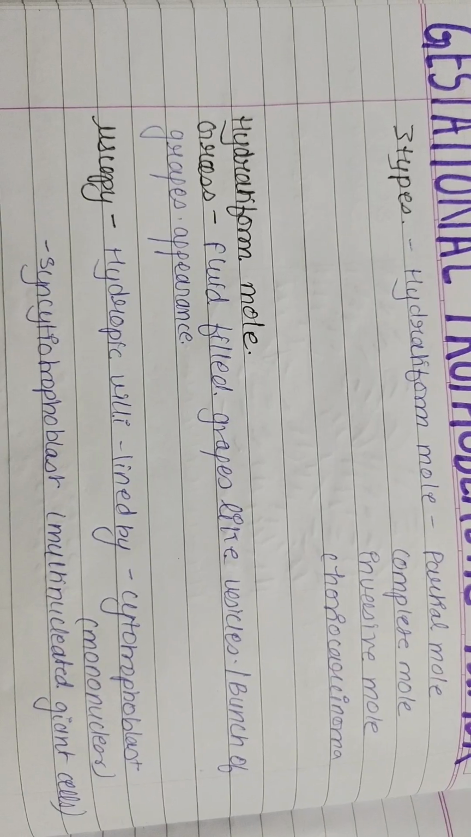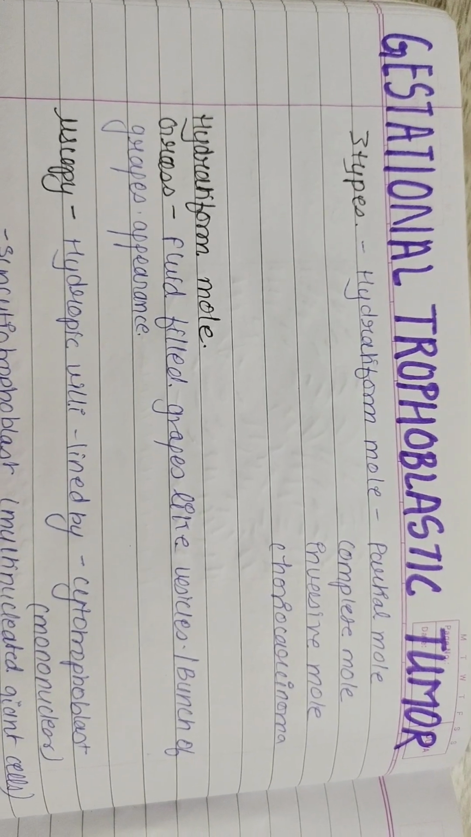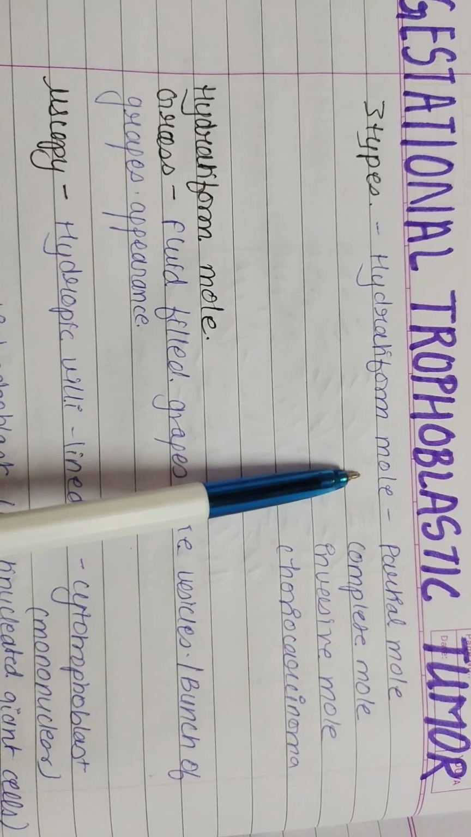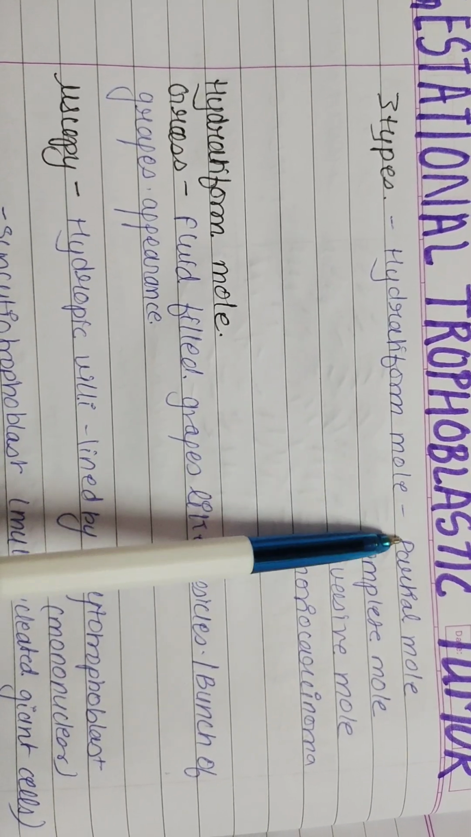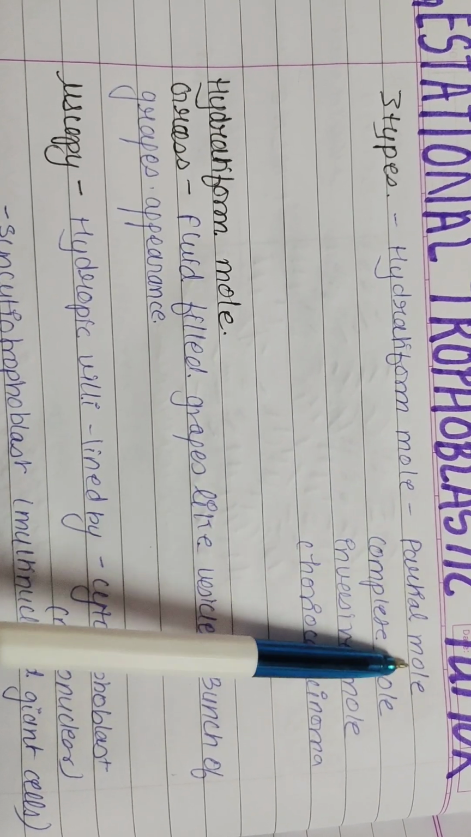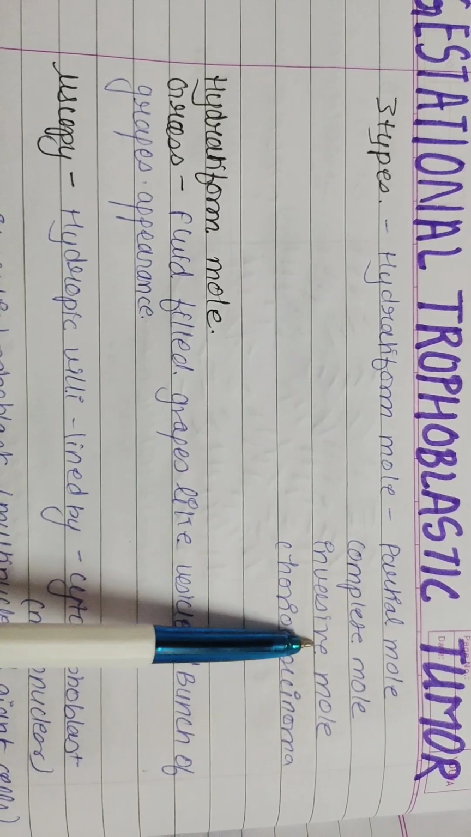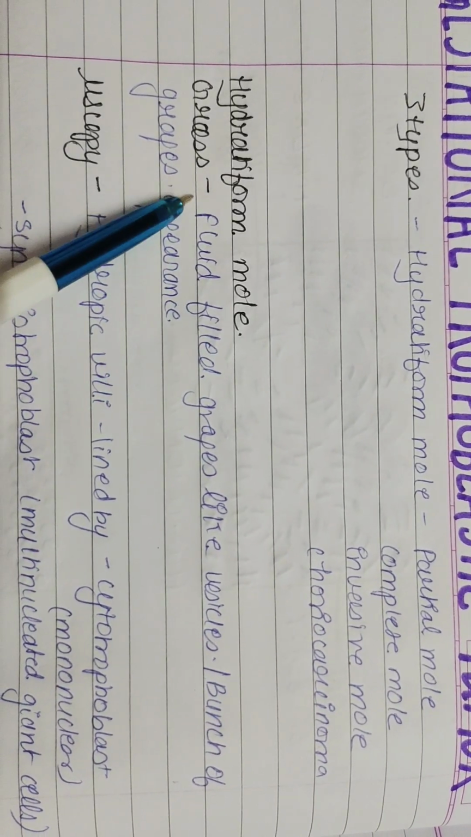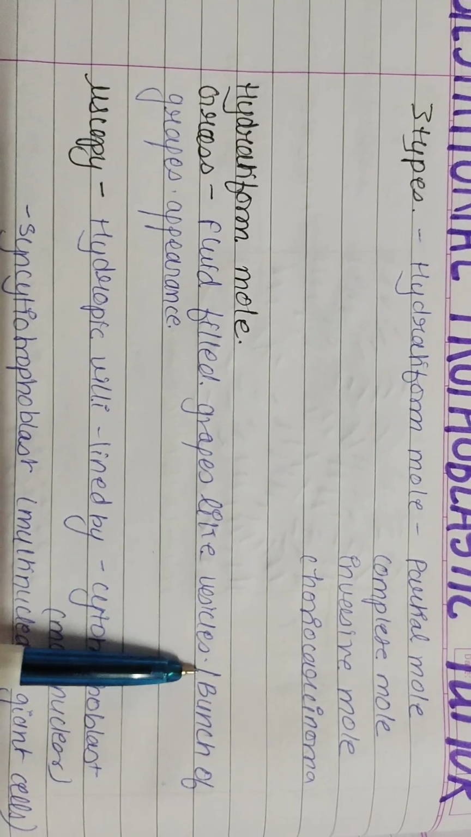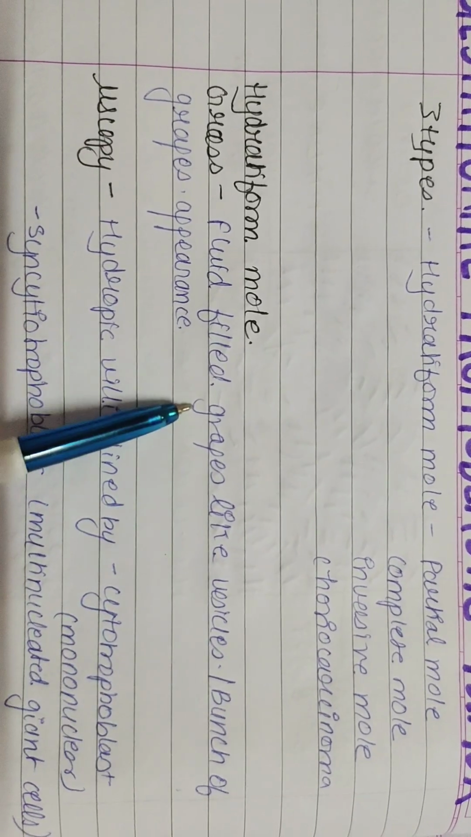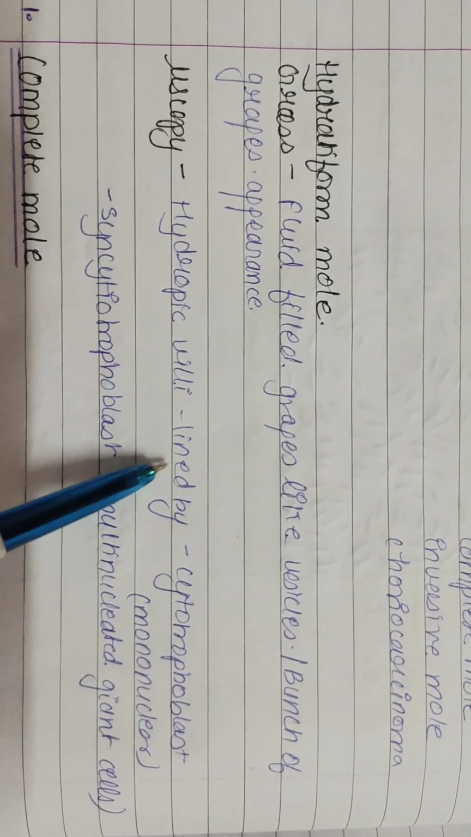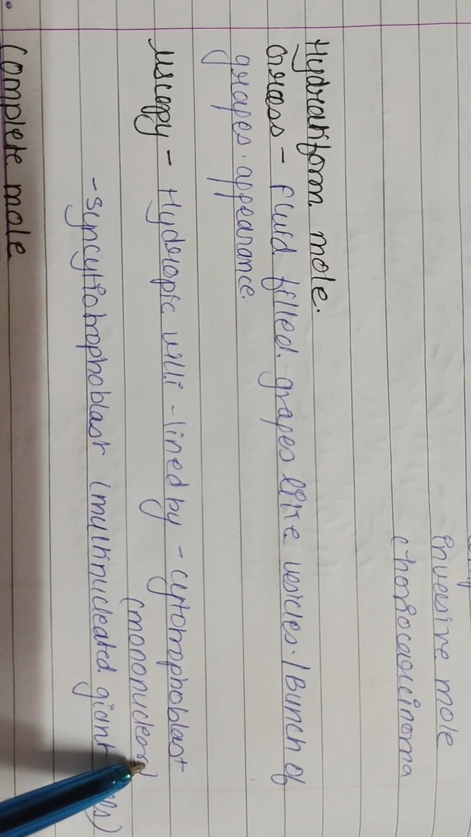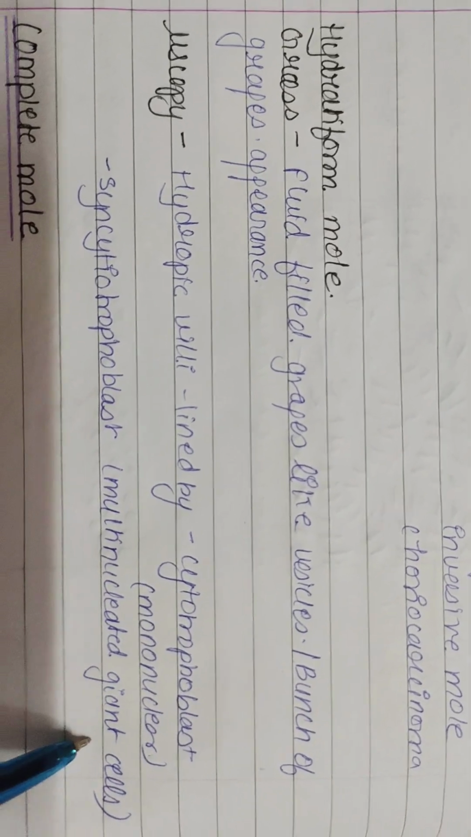Now let's study. Today's topic is Gestational Trophoblastic Tumor. It is also called Hydatidiform Mole or molar pregnancy, in which there are four types: partial mole, complete mole, invasive mole, and choriocarcinoma. Hydatidiform mole gross is fluid-filled grape-like vesicles, which appear as a bunch of grapes. In microscopy, hydropic villi are lined by cytotrophoblast, mononuclear, and syncytiotrophoblast, multinucleated giant cells.